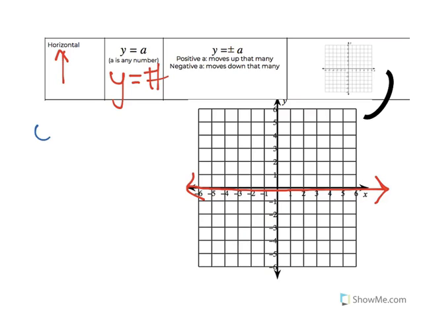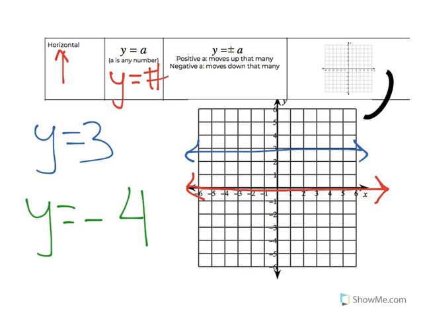If you had an equation y equals 3, you would be going up 3. So your line is 3 units higher than the original. If we had y equals negative 4, you would go down 4 from the original. So that would be your horizontal parent function and how it can go up and down.